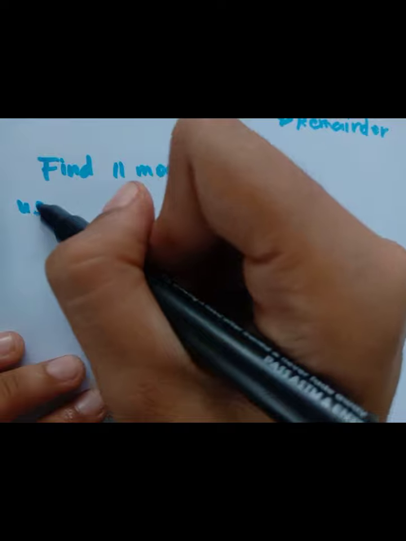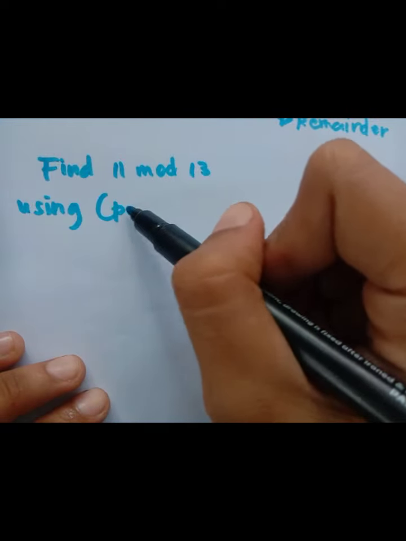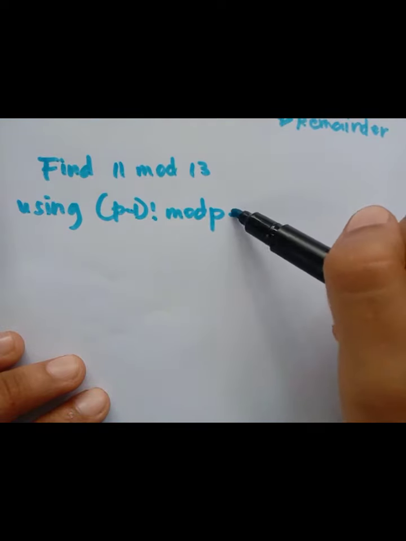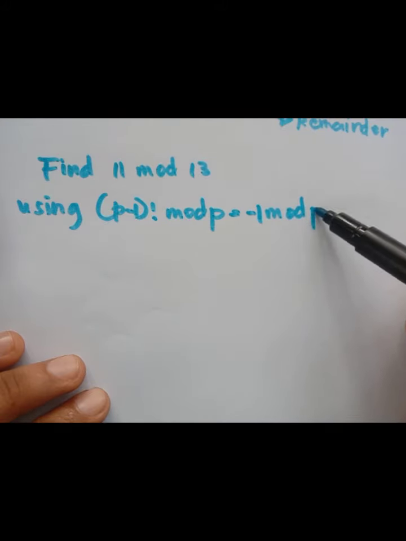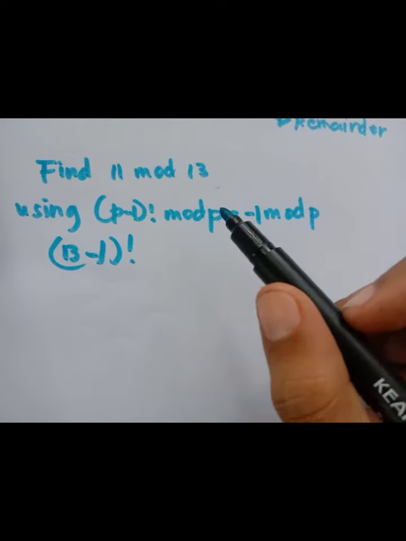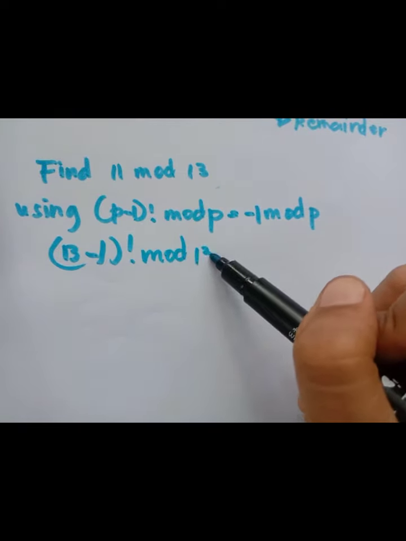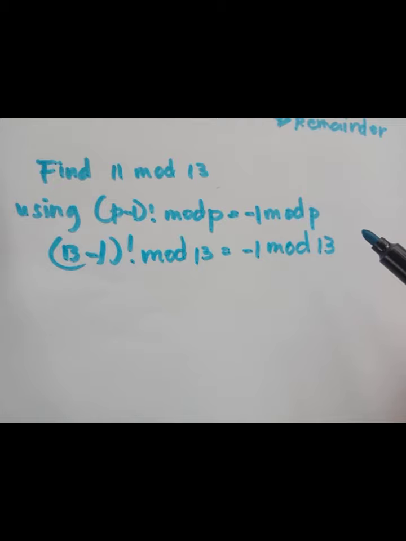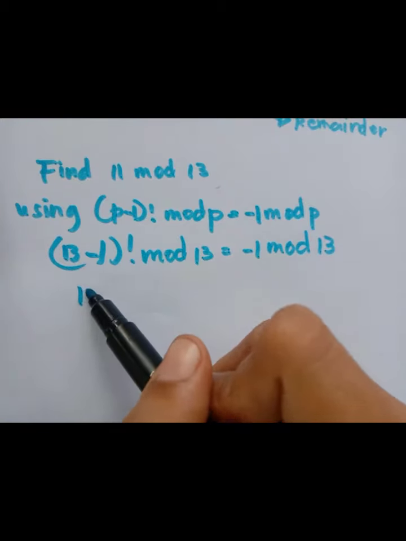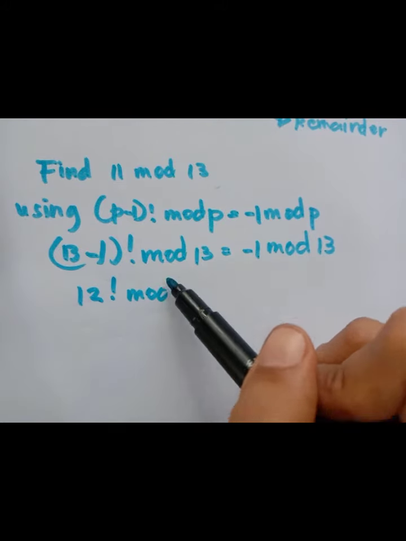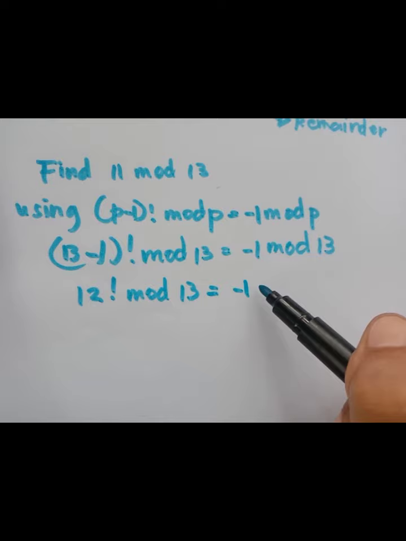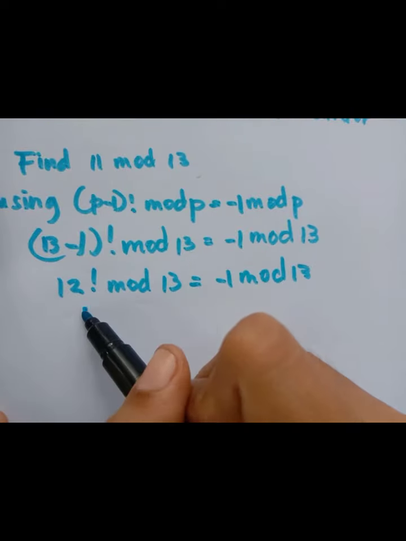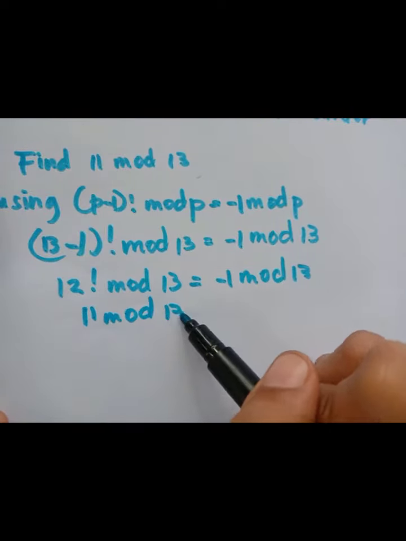And some of you might ask, where did the second rule or the second technique come from? So let us find out by finding 11 factorial mod 13 using (p minus 1) factorial mod p equals negative 1 mod p. So our p is 13, so (13 minus 1) factorial mod 13 is equal to negative 1 mod 13. Now 13 minus 1 is 12 factorial mod 13 equals negative 1 mod 13. You have noticed that we have 12 factorial instead of 11. So to get this, we have to rewrite it.